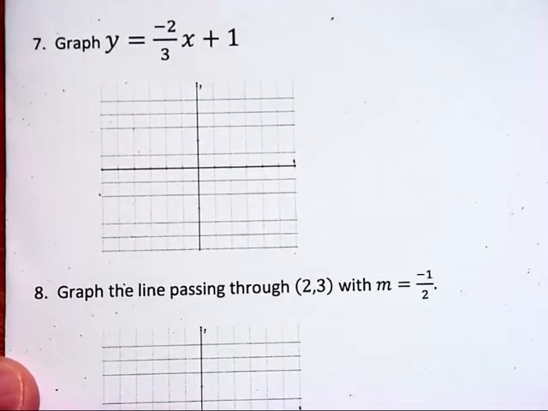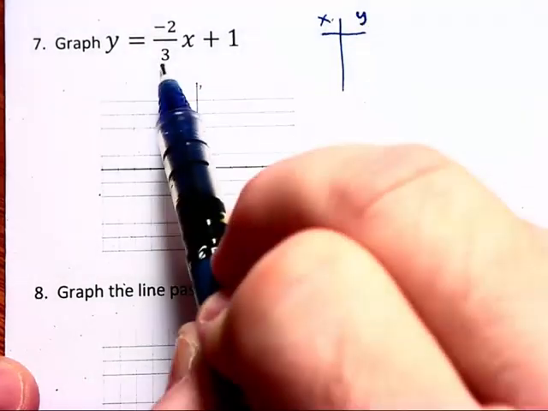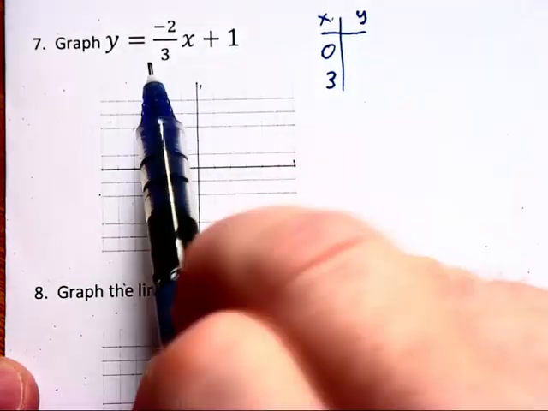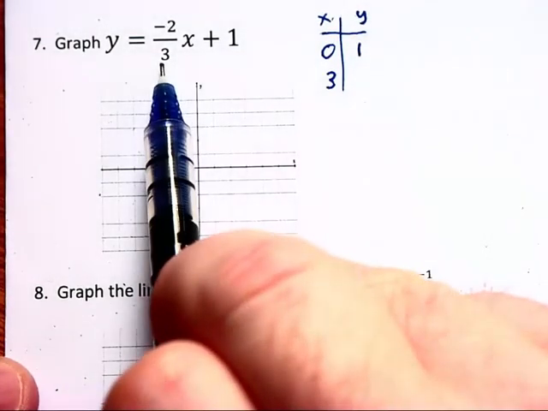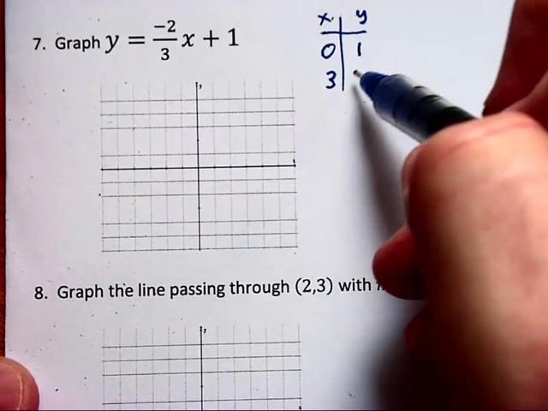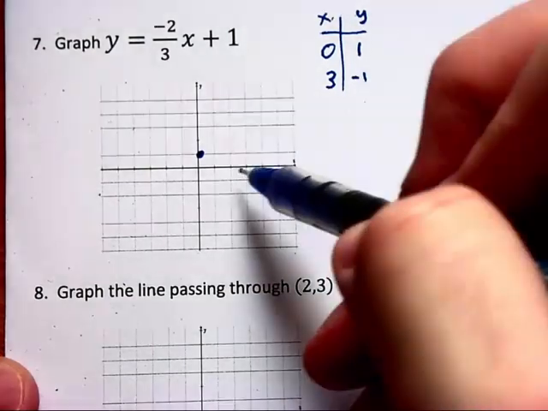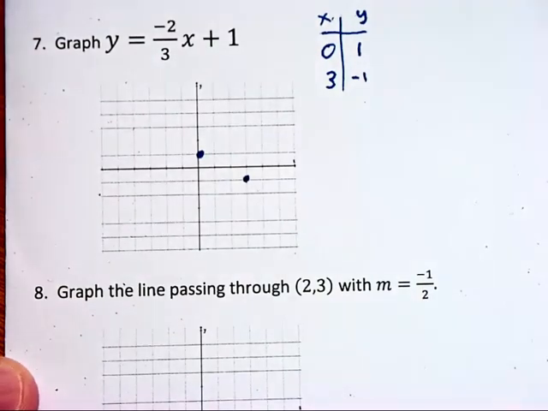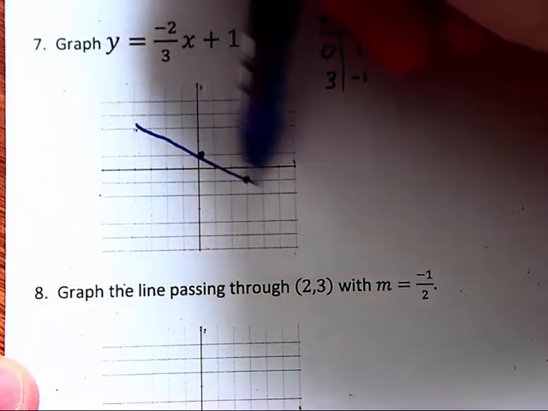For problem number 7, let's again use an XY chart this time, and because I've got a fraction with 3 in the denominator, I'm going to use 0 and 3 as my two input values. Anything times 0 is 0. Add the 1, we get 1. Now when I go 3 times this negative 2/3, the 3's are going to cancel. I'm just going to have negative 2 plus 1, making negative 1. So 0, 1 is 1 unit above the origin, and 3, negative 1 is 3 units to the right and 1 unit down, and therefore we have these 2 points, and we can play connect the dots as best as we can here to draw this line.